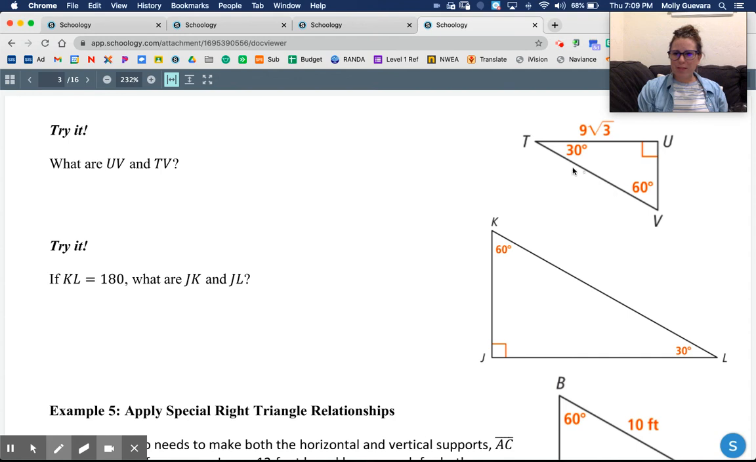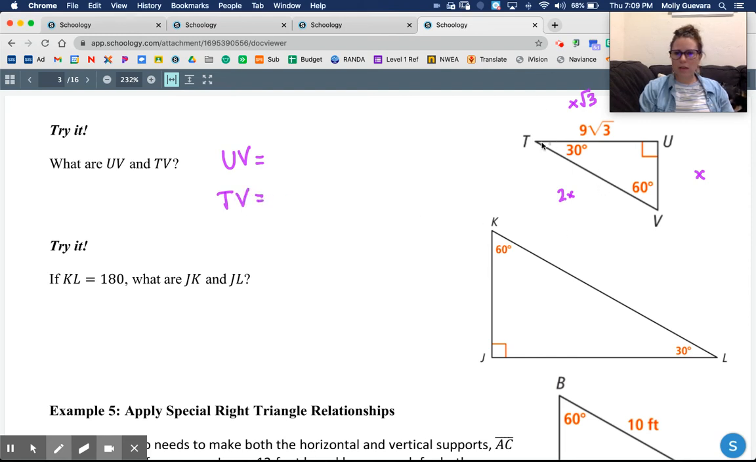Again, remember, I'm just going to write the pattern down again. Whatever leg is on the 60 degrees is my X. Then the leg on the 30 degrees is X square root of 3. And then my hypotenuse is 2X. So using that pattern, I can find the length of UV and I can find the length of TV.